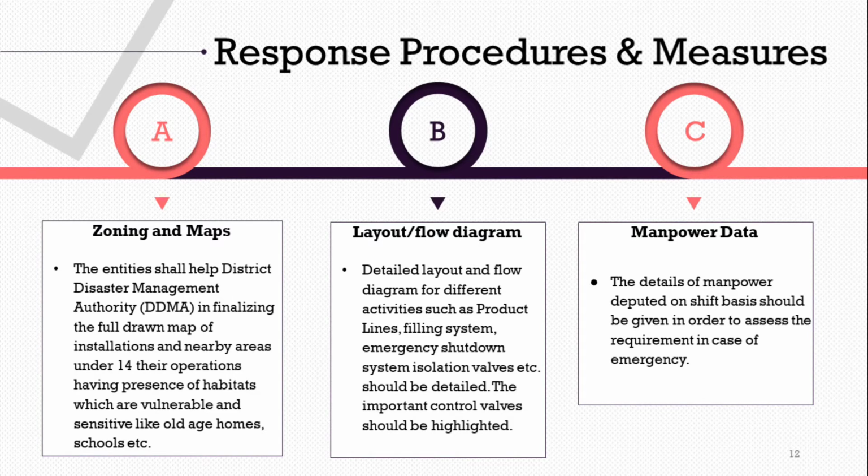Now layout diagram. Detailed layout and flow diagrams for different activities such as product lines, filling system, etc. should be detailed. Apart from that, the important control words should also be highlighted. Now manpower data. It is always good to have manpower data based on shift in order to assess the requirement in case of emergency. Now further discussion will be carried out by my friend Sufyan.